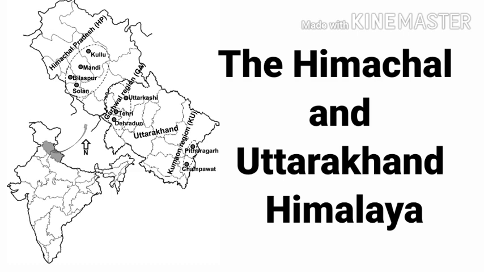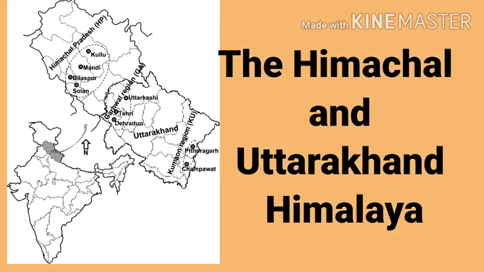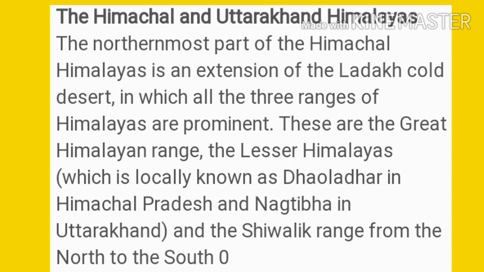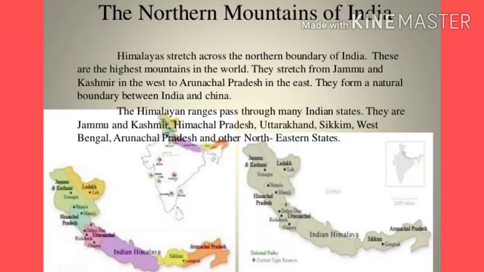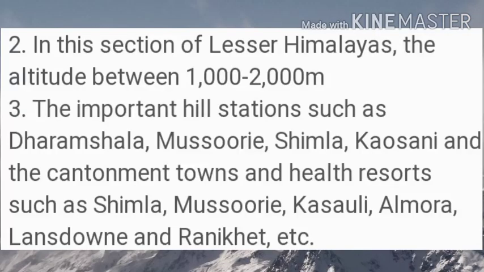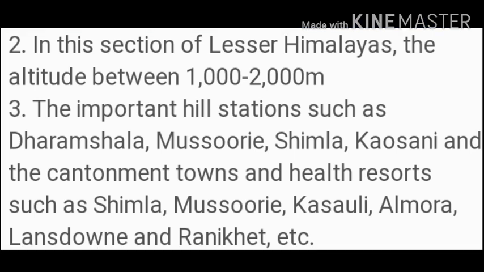Now let's see the next part of that, the Himachal and Uttarakhand Himalayas. This part is also known as the Western Himalayas, between the Indus in the west and the Kali River in the east, around 880 kilometers. It spreads across three states: Jammu and Kashmir, Himachal Pradesh and Uttarakhand. In the Himachal Himalayas, the Greater Himalaya is represented by the Zanskar range, Lesser Himalayas by Pir Panjal and Dhauladhar ranges, and the Outer Himalaya by the Shivalik range.